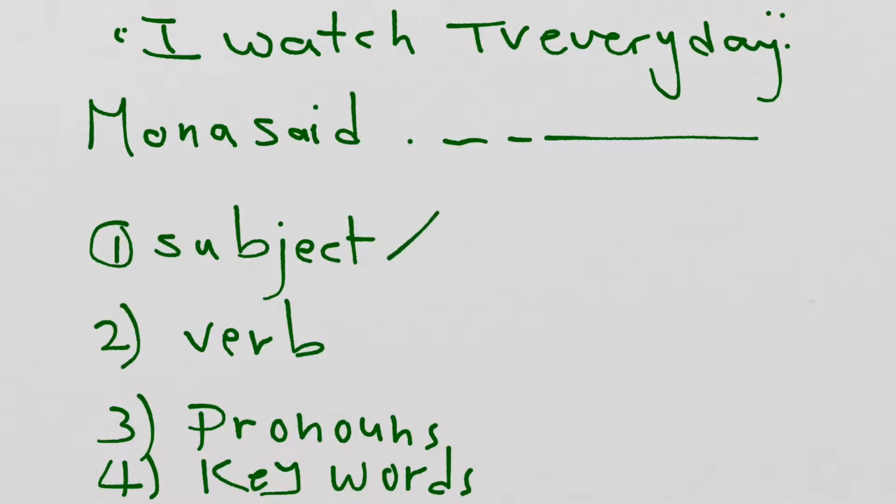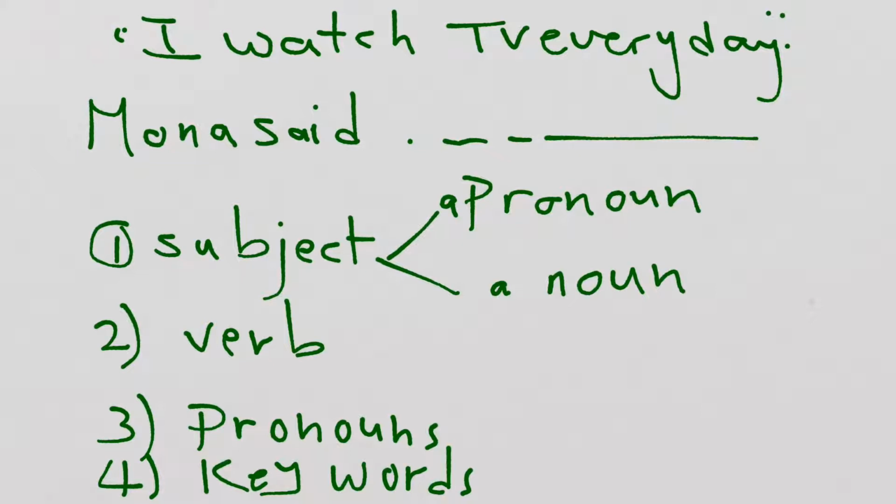The subject may be a pronoun or a noun. You may begin your sentence with a pronoun like I, he, she, we, they, and you, personal pronouns, or simply you may begin the sentence with a noun like Ahmed, Mona, doctor, teacher, whatever. So in order to change into reported speech, you have to pay attention to these parts, the subject, the verb, and the pronouns.